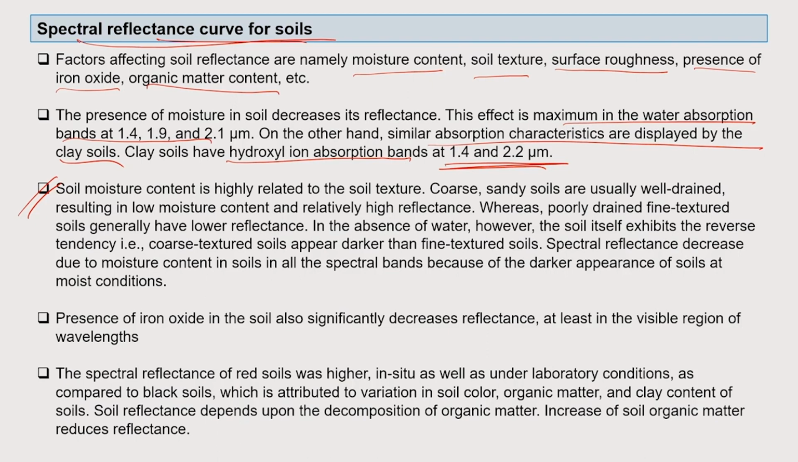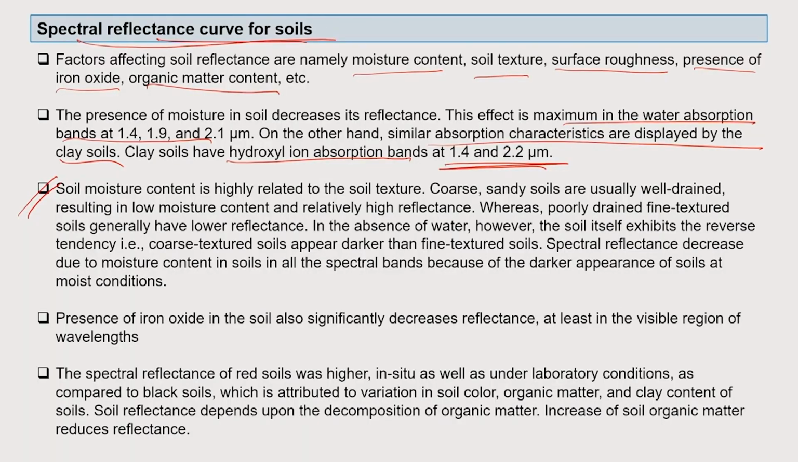Coarse or sandy soils are usually well drained. You put water, and very quickly the water will drain out. So that means in sandy soil, the moisture content will be less, because you water and it goes down. If moisture content is less, then it will have high reflectance, whereas poorly drained, fine texture, heavy clay soil will generally have lower reflectance.